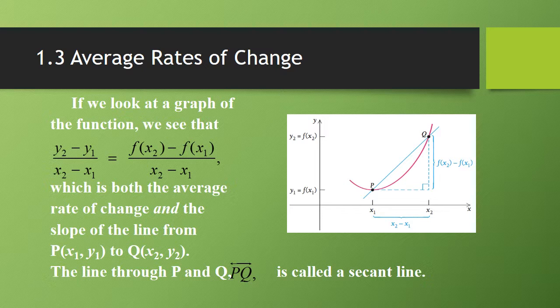Now, if we look at the graph of this function, we see that y2 minus y1 over x2 minus x1 is the same. The y values are the function values at those particular x's. So y2 is f of x2, y1 is f of x1. Okay, and that's both the average rate of change and the slope of the line from P to Q. The line through P and Q, the line PQ, is called a secant line.